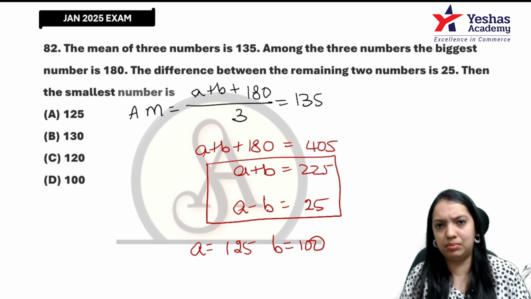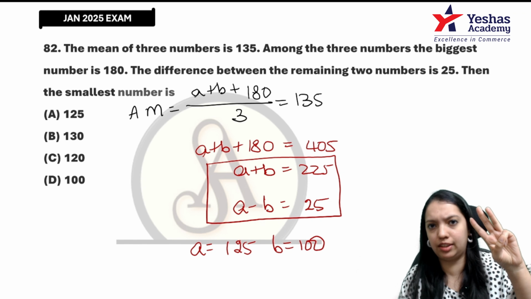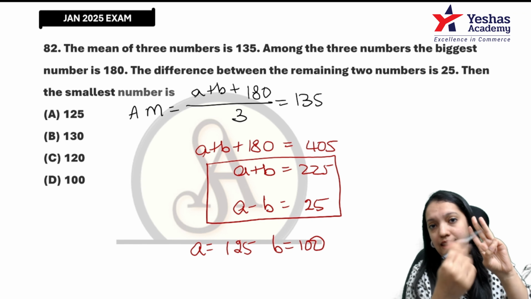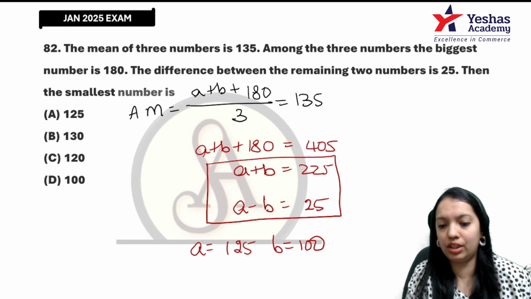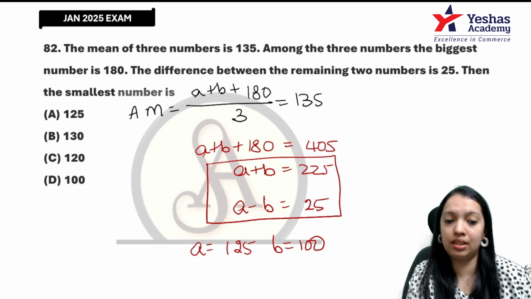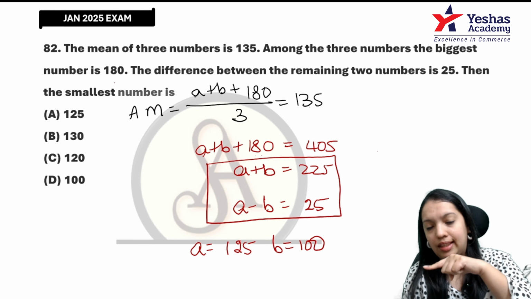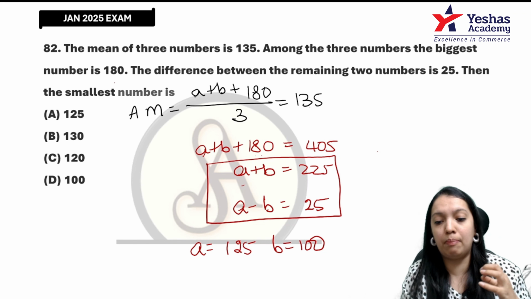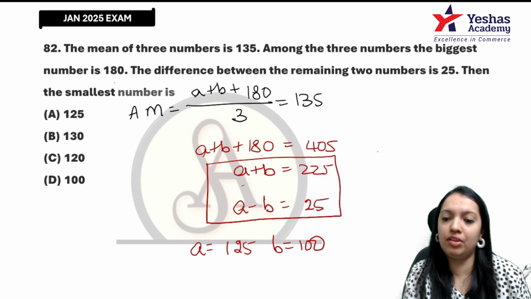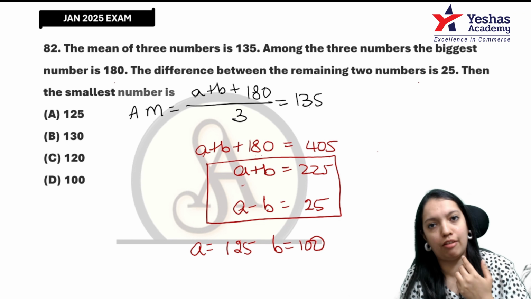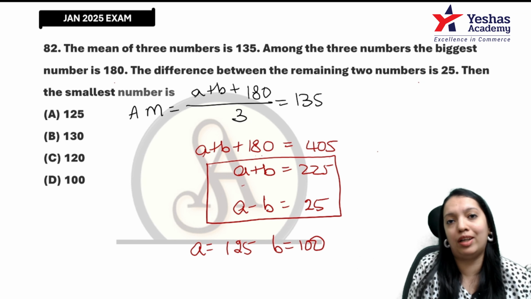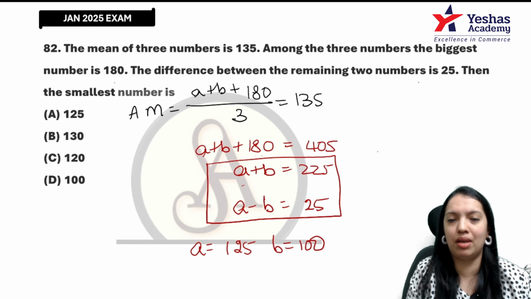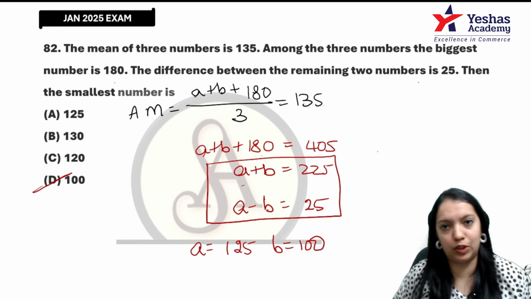Next, mean of 3 numbers A plus B plus C divided by 3 is equal to 135. Now multiply by 3, you get 405. Biggest number among these is 180. Take this to right hand side. 405 minus 180. A plus B value 225. Difference between the two numbers, the A minus B value is 25. Solve this, you get A value 125. Simultaneous linear equation, B value 100. Smallest number is equal to 100.